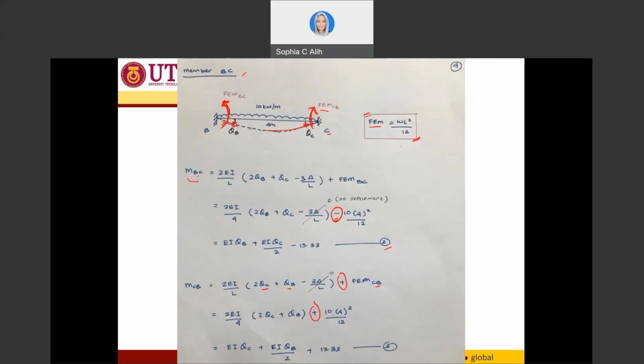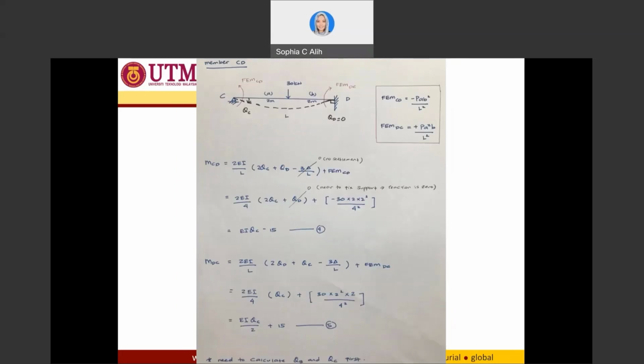Now the value is WL square over 12. So W is 10, L is 4 square over 12, and I just insert the equation over here: 2EI over L, where L is the length of the span, and I have 2 theta C plus theta B. I simplify this equation. I will have EI theta C plus EI theta B over 2 plus 13.33, and I keep this equation as equation number 3. Now I have already solved member AB and member BC. So I have one more member to solve, that is the member CD.